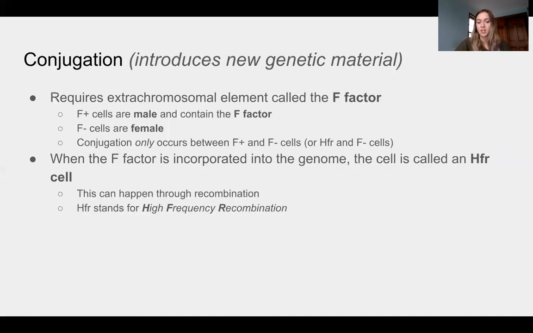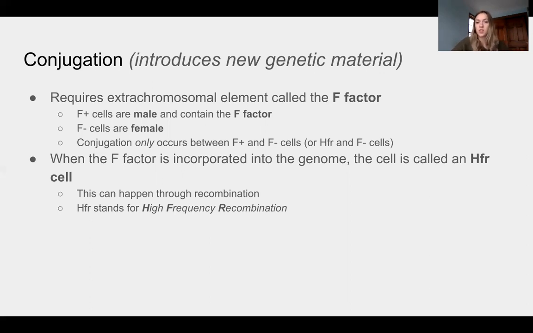All right, so conjugation. This one's pretty important, pretty high yield, I'd say, in terms of prokaryotes and microbio. So conjugation is still asexual. I know it's kind of tricky, but this is still considered asexual reproduction. Basically you have F positive or F negative cells.